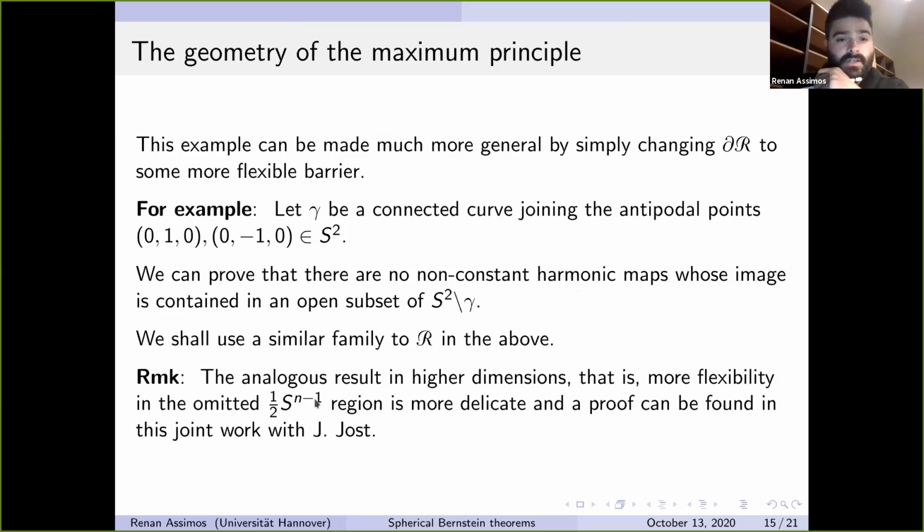A remark here is that the analogue of this result, S2 minus gamma, in higher dimension is a bit more delicate, and it appears in the same preprint that I wrote about this theorem of Solomon. We also remove something less rigid than a totally geodesic hypersurface of dimension n minus 1. We take the equivalent of this wiggling set for S2, and we did this in higher dimension.